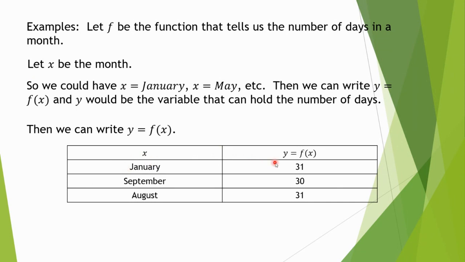So if x is January, there are 31 days in January, right? So the function gives you back 31. For September, there are 30 days, right? So the function gives you back 30. For August, it's going to give you back 31 because there are 31 days in August. Depending on the year, February might be 28 or 29. I think there's a leap year that does that.